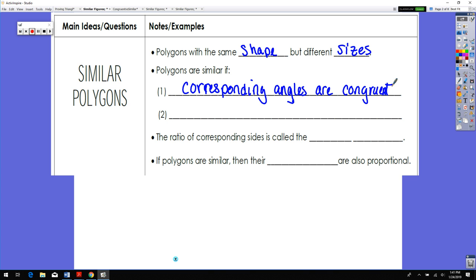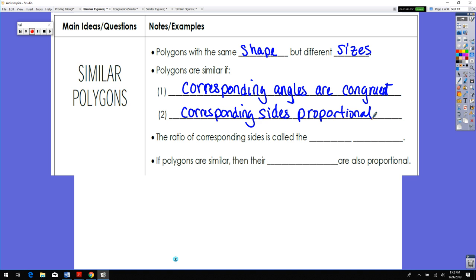Ooh, got my T in there. And then they would have corresponding sides, because if they were congruent, then they'd be exactly the same. They would not be similar, they'd be congruent. But our corresponding sides would be proportional. So corresponding sides, proportional. And you're going to notice that we're just setting up ratios for these.